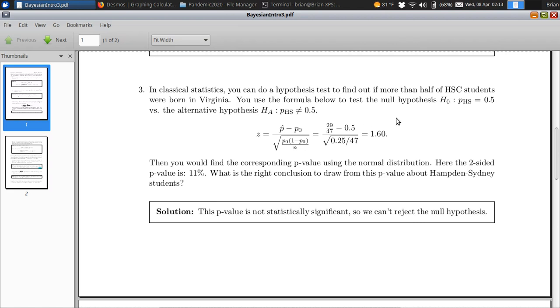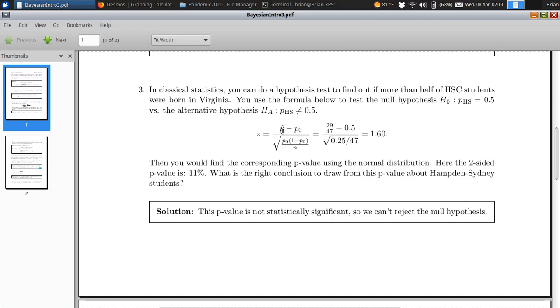So the null hypothesis, if you want to know if more than half of Hampton-Sydney students were born in Virginia, you'd start with a null hypothesis saying, well, maybe it is half. Okay, that's a specific number that we can use as a starting point for our calculation. And then maybe it's not half. That would be an alternative hypothesis. And so if I have no prior knowledge, then I wouldn't know which side it's on, so I should do a two-sided alternative hypothesis. And then I go and get my data from my class, 29 out of 47 students.